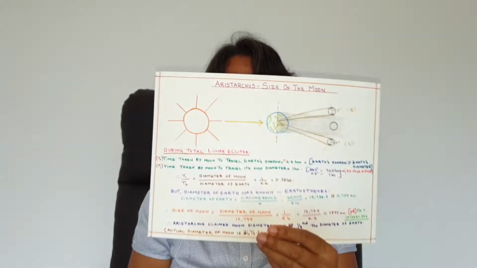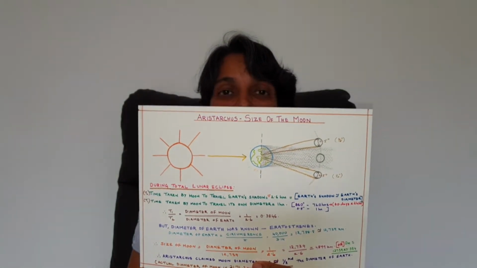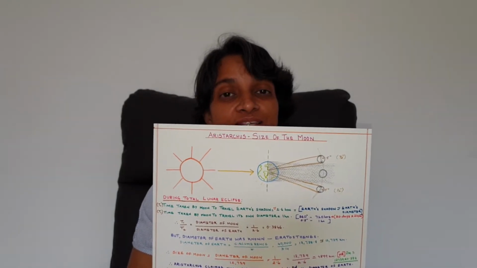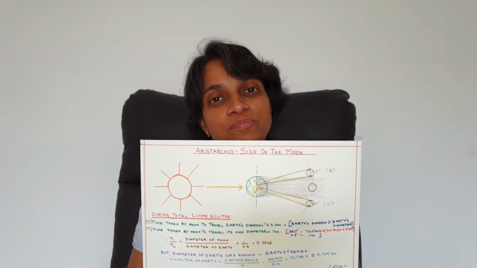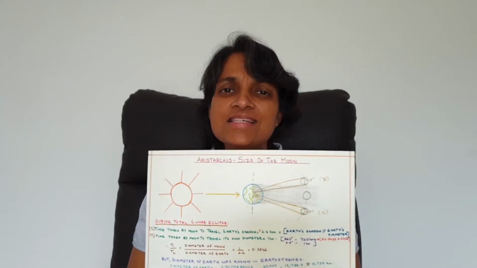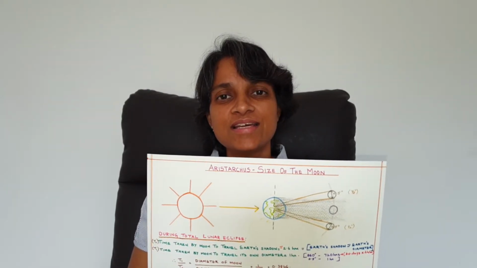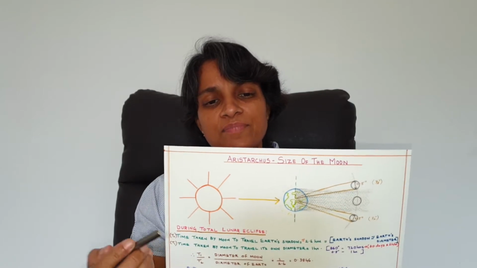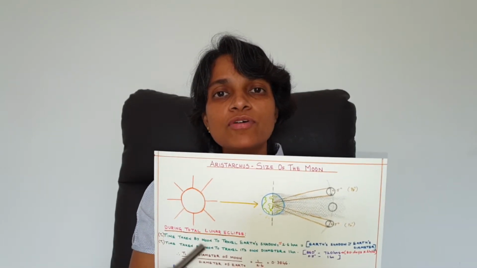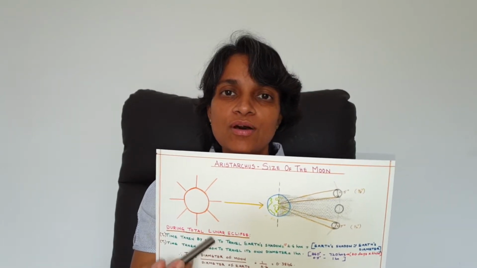Today's experiment is again about Aristarchus and how he measured the size or the diameter of the moon. This is the last experiment about Aristarchus in this series, and the importance of the three videos will be shortly revealed.